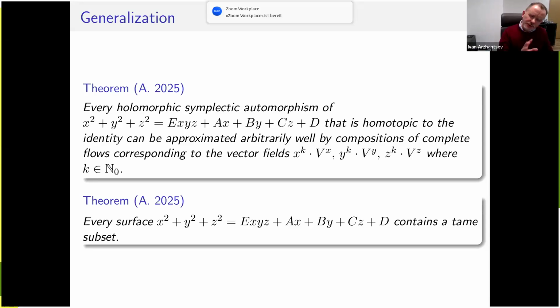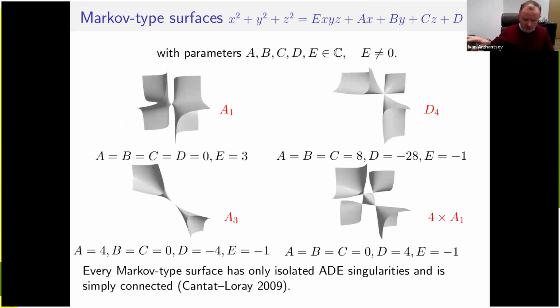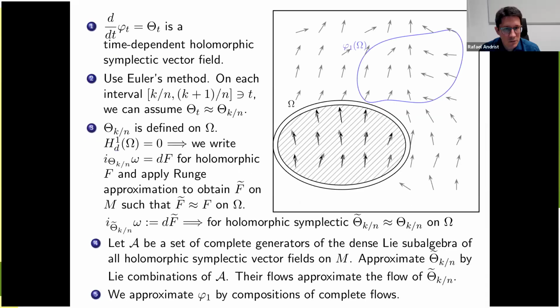I see. And maybe another question concerning your proof of this beautiful theorem that the collection of Markov triples forms a tame subset in the surface. At the beginning, you mentioned this conjecture that this triple is uniquely defined by the last coordinates. Okay, yes, let me go back to the slide.